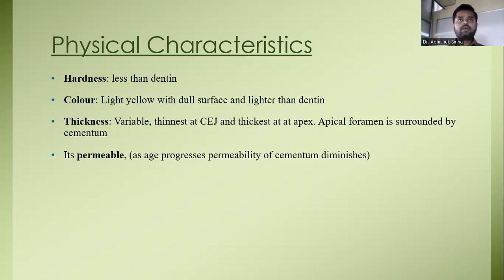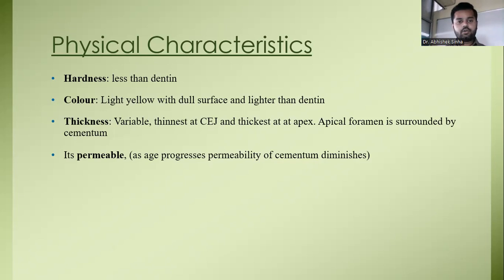What is the clinical significance of that? When you are doing scaling and root planing, at times you are able to remove the necrotic cementum. The main aim of root planing is to remove the necrotic cementum, and that is only possible if it is a little soft. That is why its hardness is lesser than dentine. Color of cementum is light yellow with a dull surface and lighter than dentine.